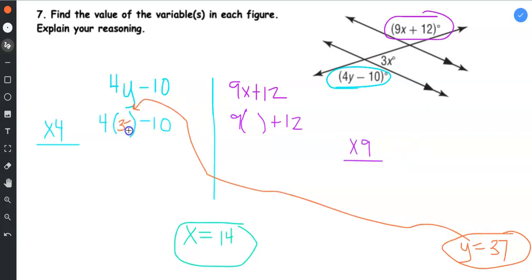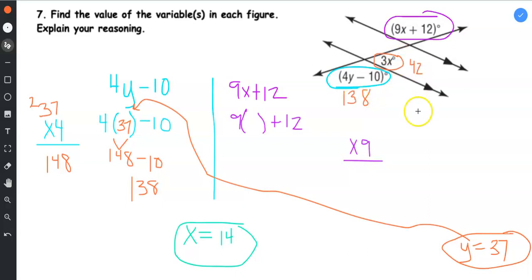This is called substitution, when you replace a variable with a number. Then we're going to multiply that 37 by 4. 7 times 4 is 28, carry the 2. 3 times 4 is 12 plus 2 is 14, so we get 148 as our product, and then we subtract 10, and we're left with 138. So we have 138 here. Now I don't know if you remember, but we had already found this to be 42 degrees.